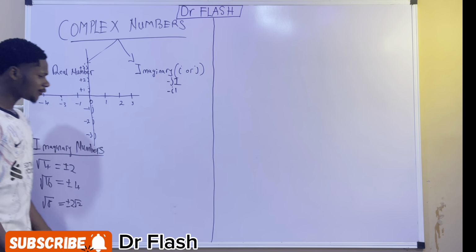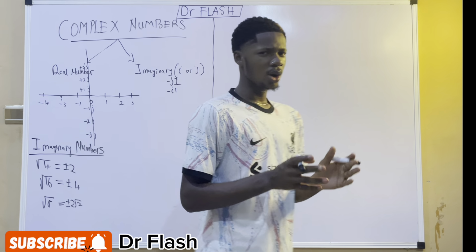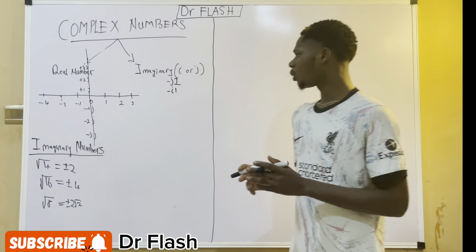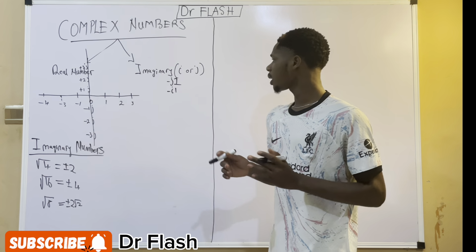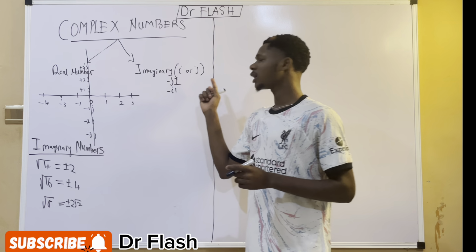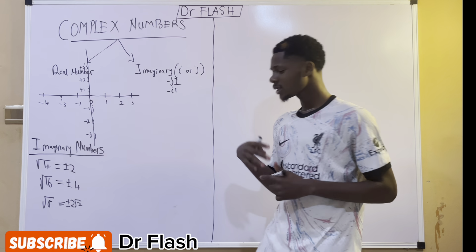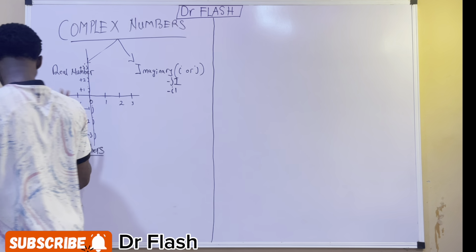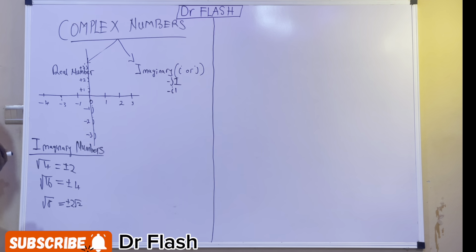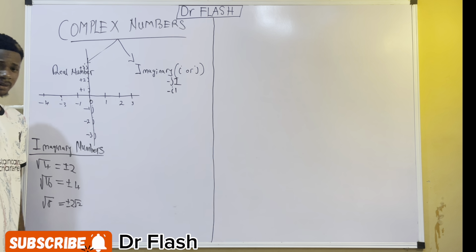Does that mean that negative numbers do not have square roots? Of course they have. Now the square root of negative numbers gives us what we call the imaginary set of numbers. That is, we do not know what they actually are, but we can use certain symbols or notations to identify these numbers.